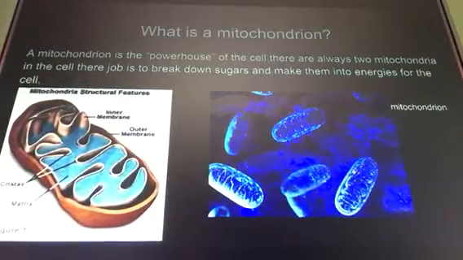What is a mitochondrion? A mitochondrion is the powerhouse of the cell. There are always 2 mitochondria in the cell. Their job is to break down sugars and make them into energy for the cell. This is just a cool picture. It's not like the actual one in a cell because there's too many to be in a cell. And then this is a diagram, the only clear one that I think I could find in the entire slide.